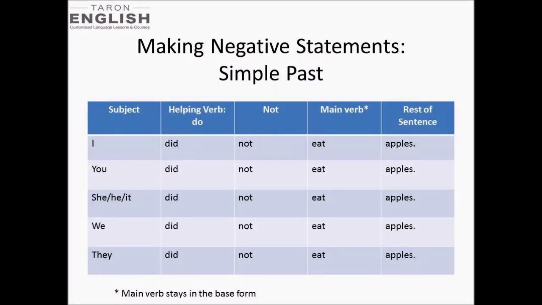Now very quickly, let's look at how to create negative statements in the simple past. As you can see, the formation of a negative statement in the simple past is almost exactly like the simple present. You just need to change the verb do to its form in the past tense, did. Everything else is the same, including leaving the main verb in the base form. Do not say, I did not ate apples. That is incorrect. Use the regular form of the verb.